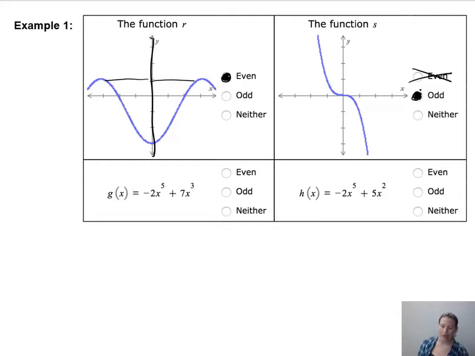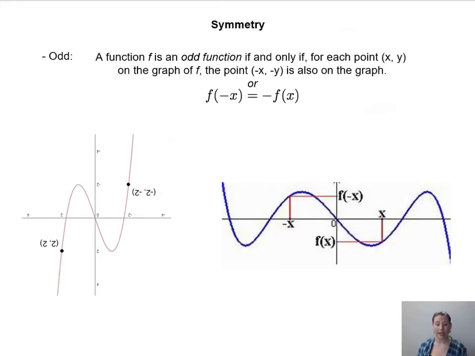Okay, so now let's look at that first function, g of x. Is that one even or odd? Well, there's something we can look for. Those exponents are odd. So that makes it think that it's probably odd symmetry. Now let's remember, what does it mean to be odd symmetry? Odd symmetry is plugging in a negative x and getting out a negative y.